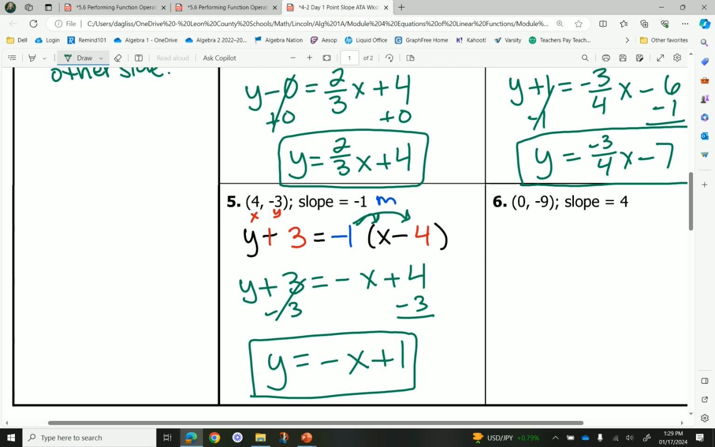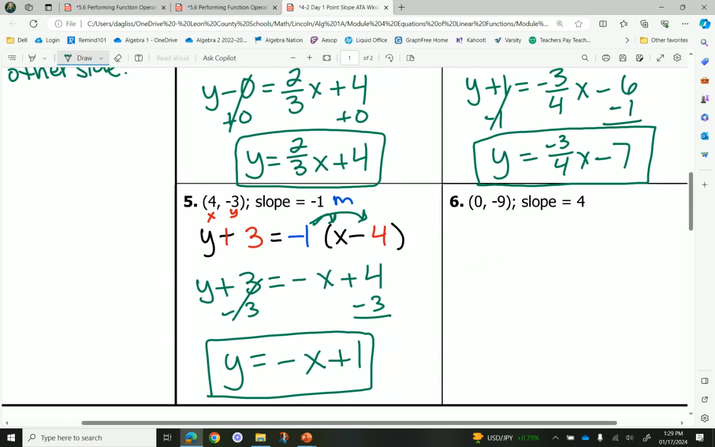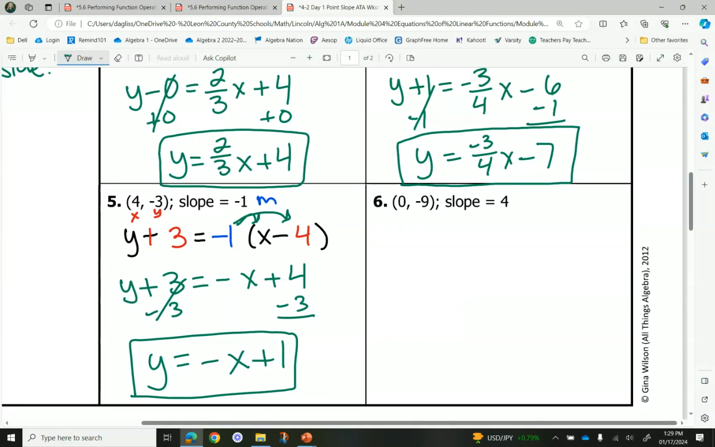What's up, Torian? No, that's a negative 4. Negative times negative. Why did you put a positive 3 instead of negative? Because I had to plug in a negative 3, so it was y minus negative 3. So minus negative turned that into a positive. Oh, yeah.